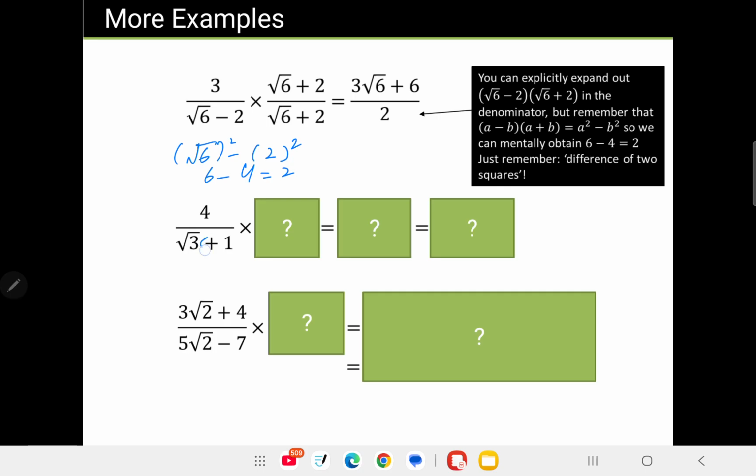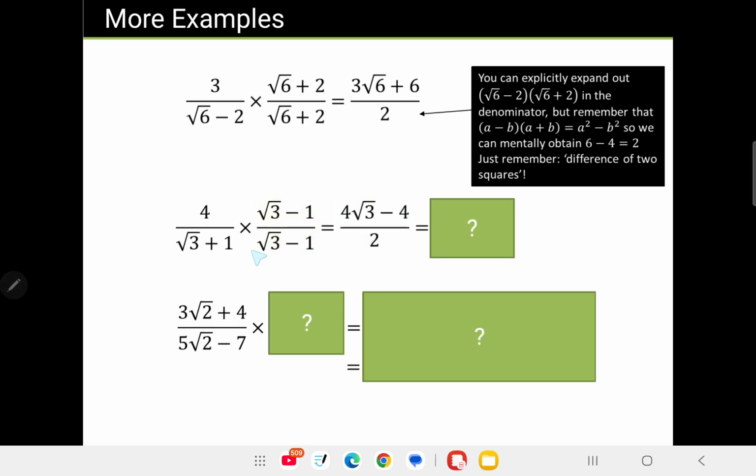Again, in this case we need to change this positive sign to negative, and we should times by root 3 minus 1 up and down, and then you have to do the term by term multiplication, and then you will see the surd will be eliminated from the denominator and you get the simplified answer. In this case 2 can divide both the numbers. Even if you split your LCM, you'll get this answer.